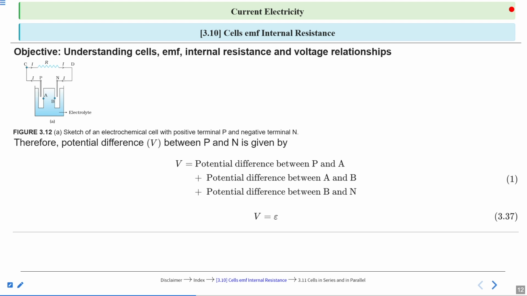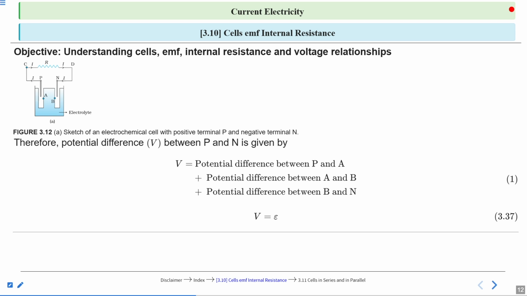We have divided this whole potential difference, which is across electrodes P and N, into three potential differences between four points: P, A, B, N. So the potential difference V between point P and N is given by V equal to the potential difference between P and A, plus that between A and B, plus that between B and N. This potential difference is equal to EMF.